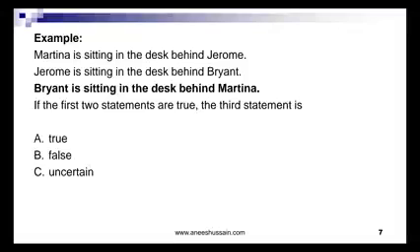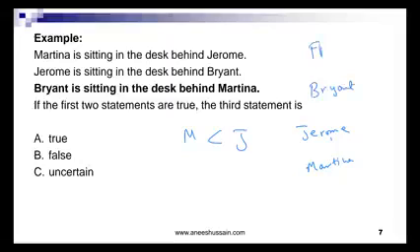All right. Martina is sitting in the desk behind Jerome. So Martina is less than Jerome. Jerome is sitting in the desk behind Bryant. Okay, so let me just write this way. Jerome is in the front, Martina is behind, so पीछे है. So let's say this is behind, and Jerome is sitting in the desk behind Bryant. So Bryant is in front of Jerome. Okay, so this is the front and this is the back of the class.